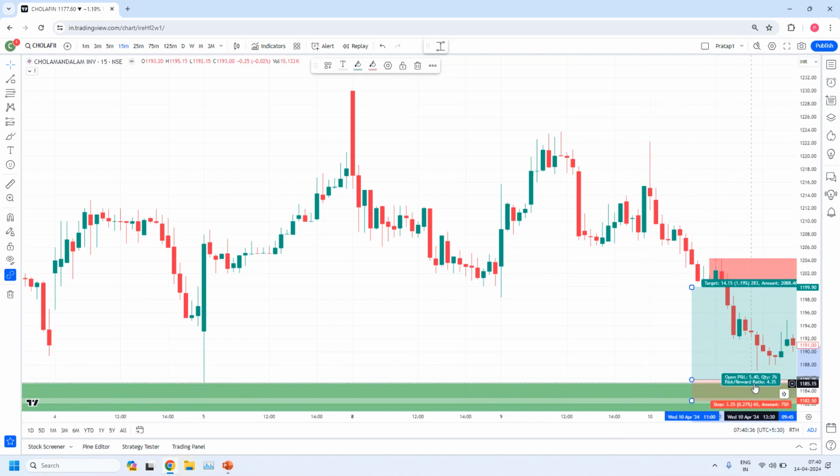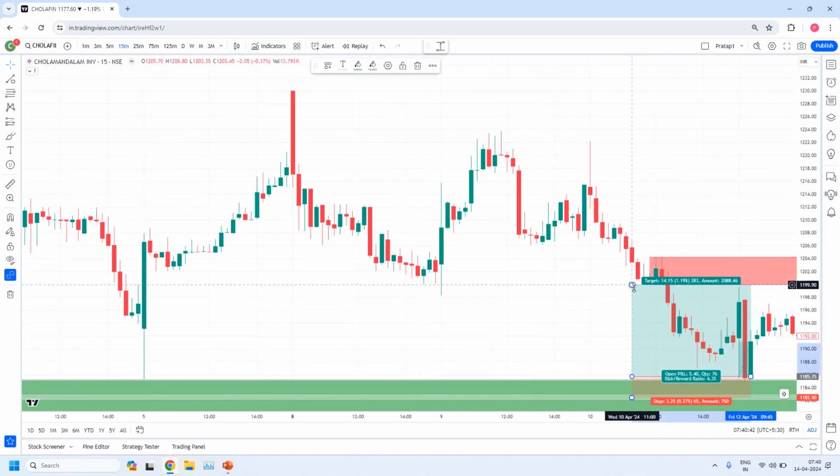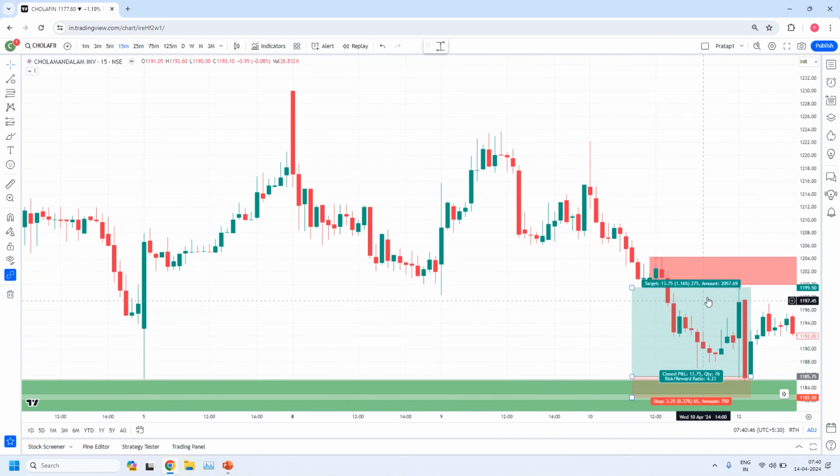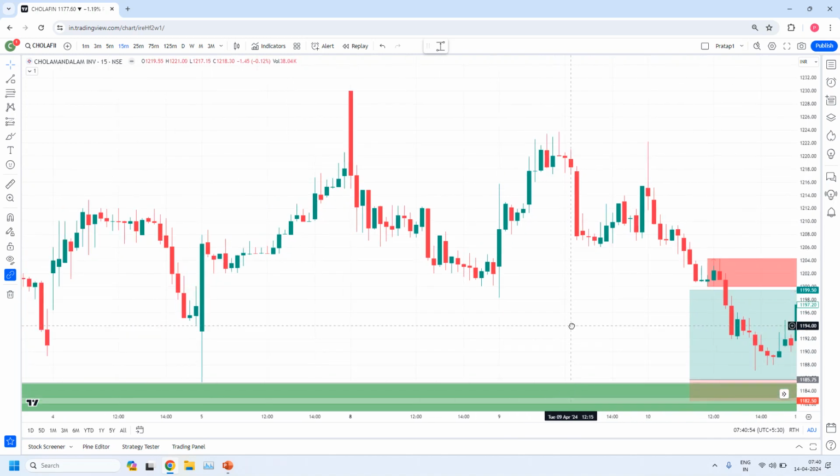See, we got 4.35 RR. Maybe a little below you would have exited somewhere like this. So 4.23 RR you will be getting. This is your trade plan.